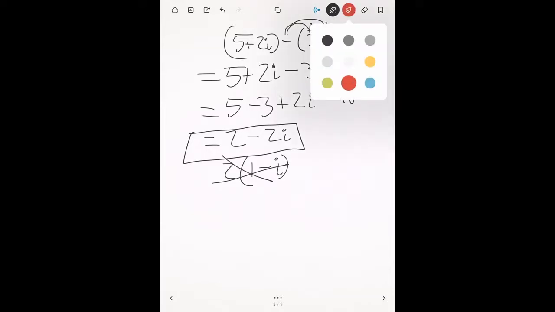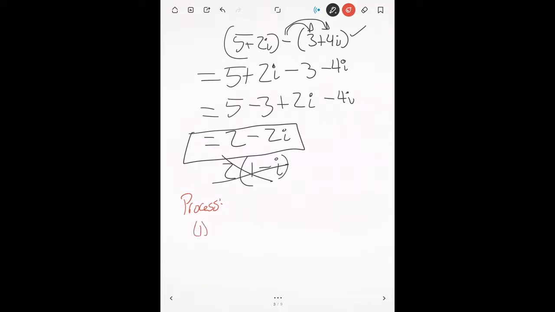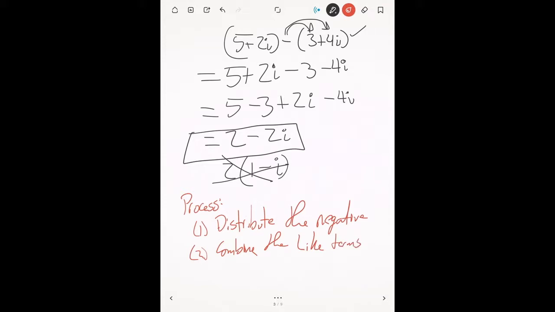So if we were to look at this and come up with a process for how we subtracted these numbers, we would first start by saying you distribute the negative. And then we say, well, you just combine the like terms. You add the real parts, and then you add the imaginary parts together. You combine those just like we did before with addition. And please, for the final step, make sure your answer is written as a plus bi. Make sure your answer is still in that form for a complex number.